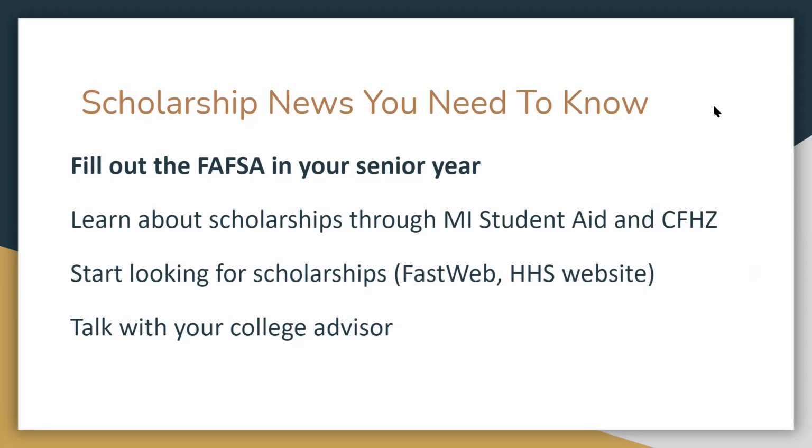Some next steps to learn about scholarships are going to My Student Aid and the Community Foundation of Holland Zeeland. These are both state and local scholarship providers, and looking at these opportunities now can help you plan out your high school experience to make sure you're eligible for the most scholarships possible. You can also start looking for some scholarships now on places like FastWeb or the Holland High School website, as some scholarships don't require you to be a senior to apply.